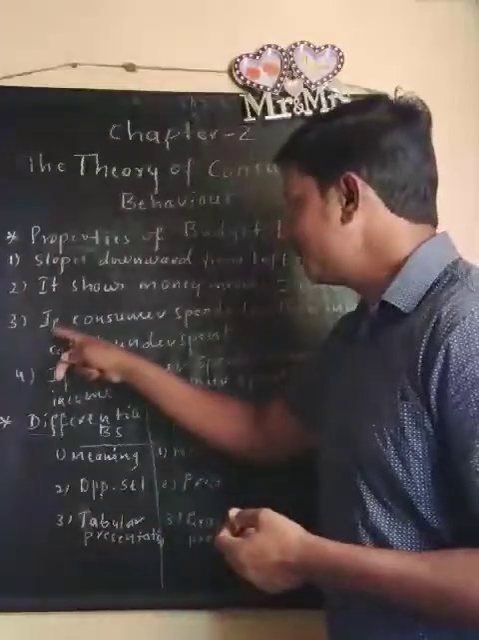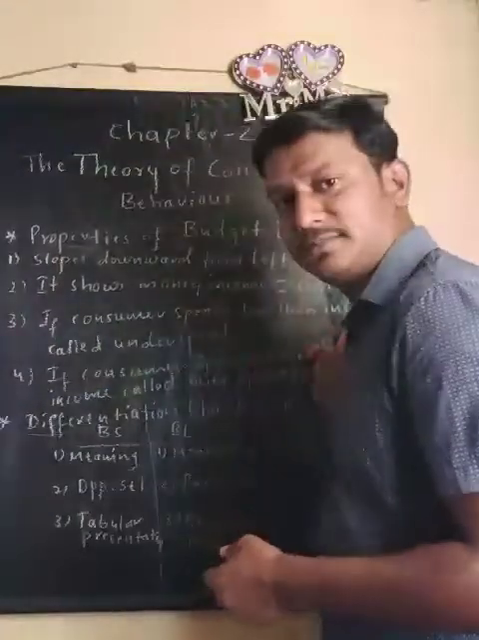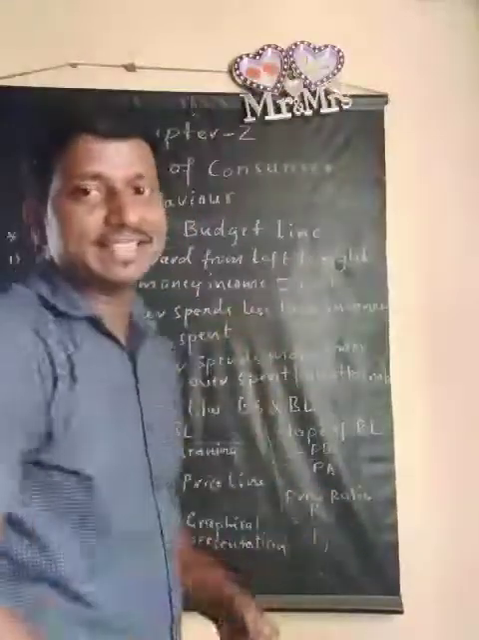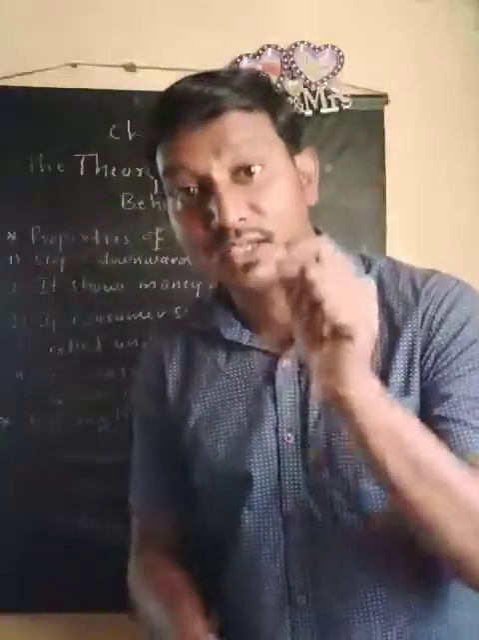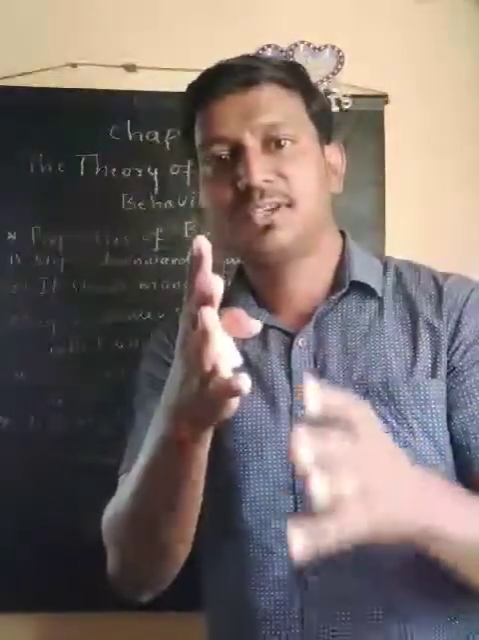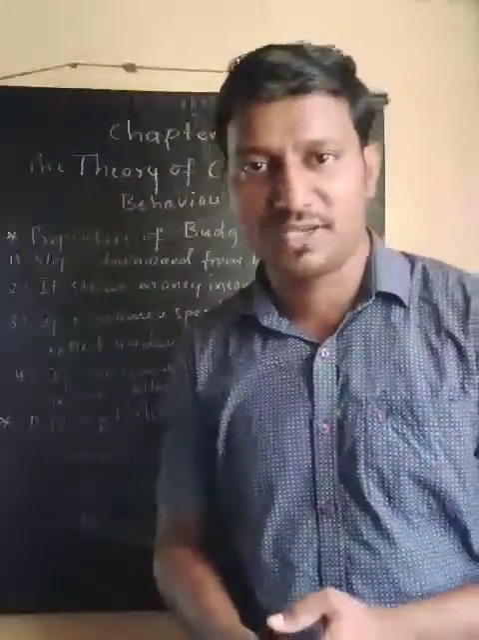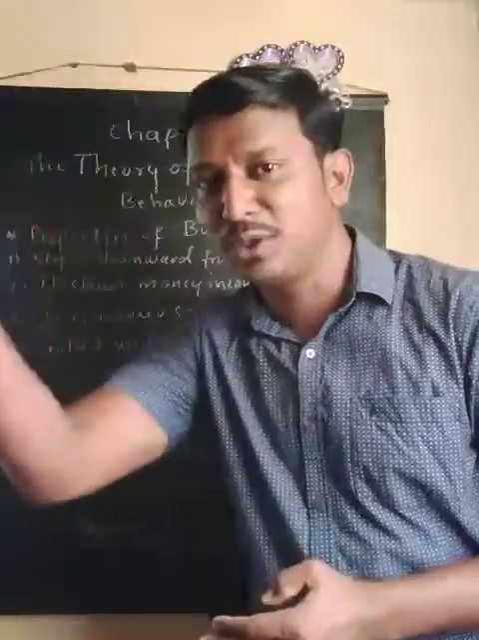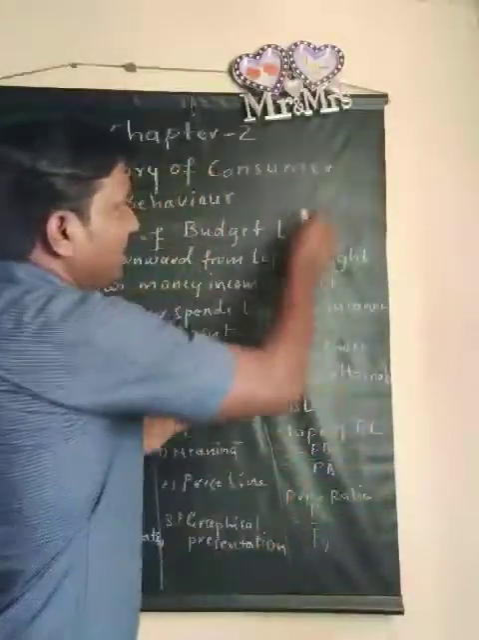Coming to the next one, if the consumer spends less than his income, then it is called underspent. Any consumer who spends less than the income they had on the purchase of different commodities is called underspent, which is below the budget line. So you can see the budget line here.